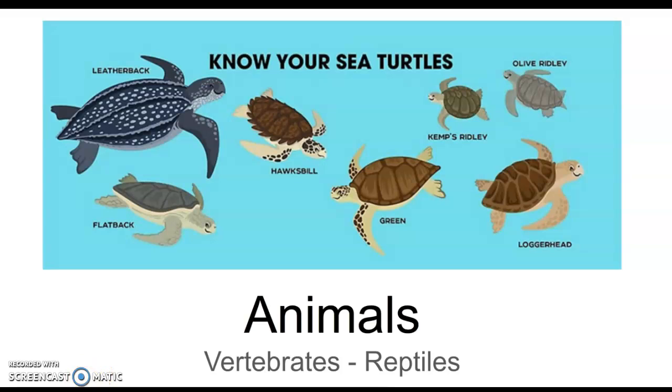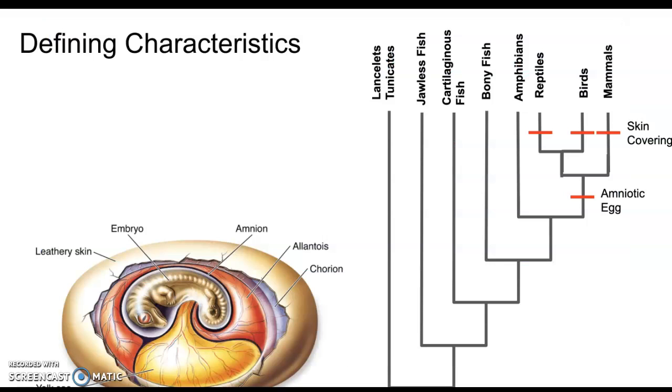Interesting fact: in the world, there are only 7 different species of sea turtles, and 5 of them are found in Florida. Today, we're going to be learning about different types of reptiles, and you can see in our cladogram that from now on, all these organisms, reptiles, birds, and mammals, have an amniotic egg, and all the other animals did not have an amniotic egg.